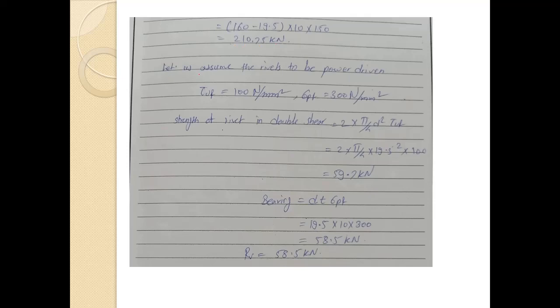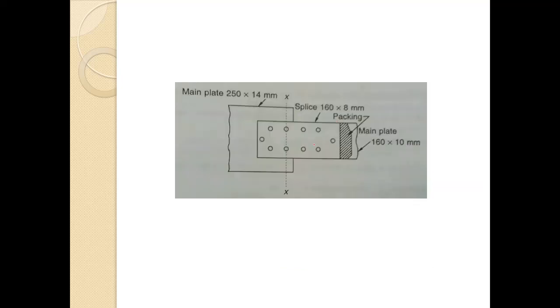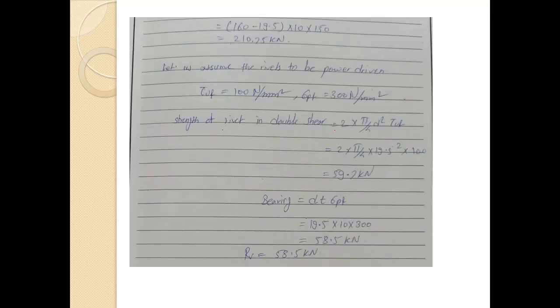210.75 kilonewton. So let us assume the rivets to be power driven. So the values of tau vf is 100 Newton per mm square and sigma pf, that is bearing, is 300 Newton per mm square. So the strength of the rivet in double shear, because we are having here the two plates, so obviously that becomes a double shear. So 2 into pi by 4 into d square into tau vf.